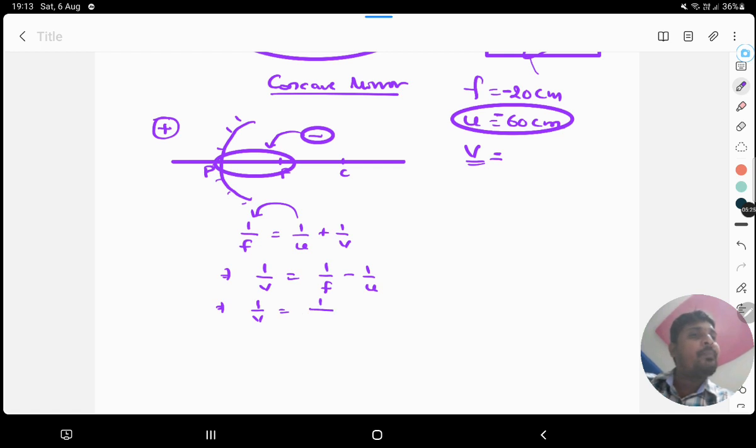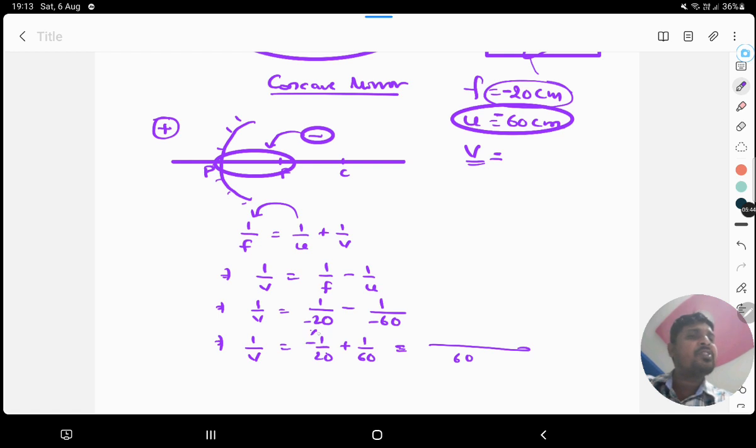Now 1 by V equals 1 by F. The F value is minus 20, minus 1 by U, the U value is minus 60. So what we are going to write here, 1 by V equals, minus is always in the numerator, minus of minus is going to become plus, this is 60. The LCM of 20 and 60 is 60, and 20 in 60 is 3 times, 60 in 60 is 1 time.